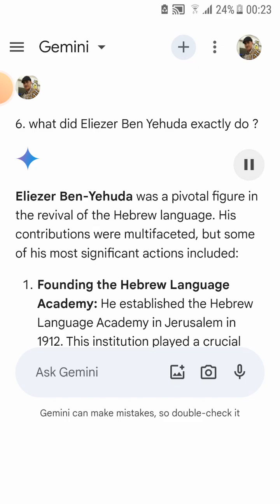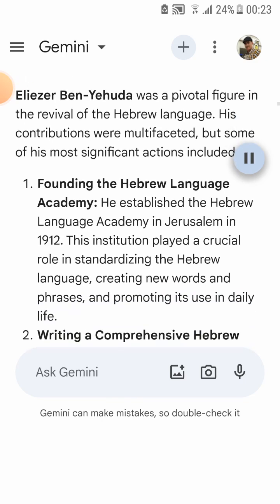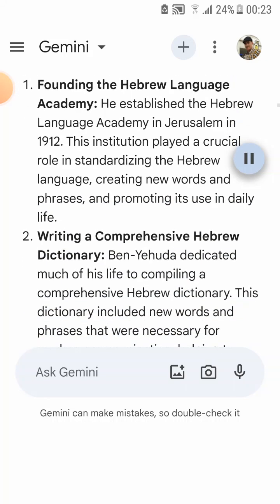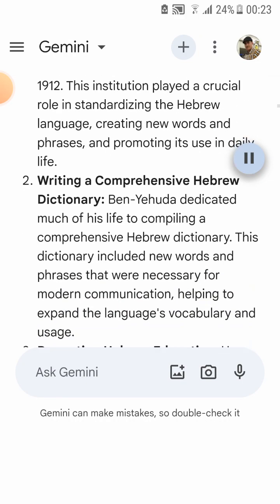Eliezer Ben-Yehuda was a pivotal figure in the revival of the Hebrew language. His contributions were multifaceted, but some of his most significant actions included: 1. Founding the Hebrew Language Academy. He established the Hebrew Language Academy in Jerusalem in 1912. This institution played a crucial role in standardizing the Hebrew language, creating new words and phrases, and promoting its use in daily life.